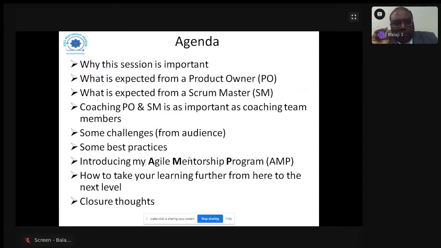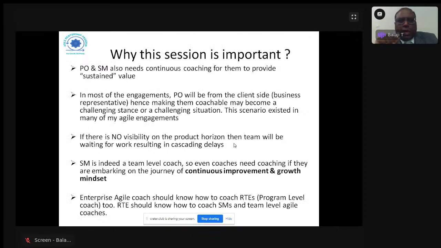In this session, we are going to focus on why this session is important, what is being expected from a product owner, what is being expected from a Scrum Master, why coaching the PO and Scrum Master is important, and what could be some of the challenges from the audience. I want the audience to put your real-time challenges, difficult situations or scenarios in the chat. No need to wait till the end of the session. Whenever we take a logical pause to come to the chat, I will pick up the questions one by one. Then we will look at some best practices, my Agile mentorship program, and most importantly, how to take your learning from here to the next level, and then have closure thoughts and wrap it up.